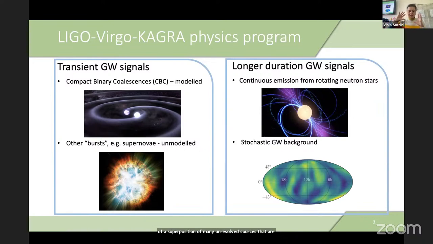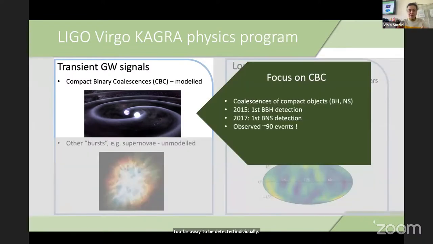So today I will really focus on the first category, the compact binary coalescence signals, or CBC, an acronym that you've heard a lot. But really, I wanted to stress that the physics program of the International Gravitational Wave Detector Network is really wider than that. So we do cover many other searches. The reason why we focus on CBC today is that these are the events that we have observed until now.